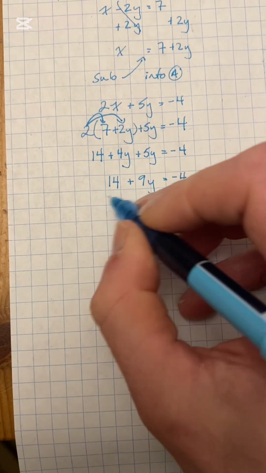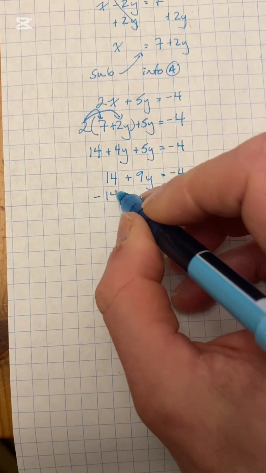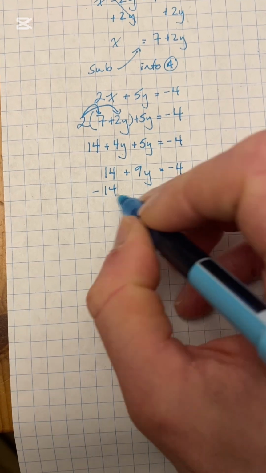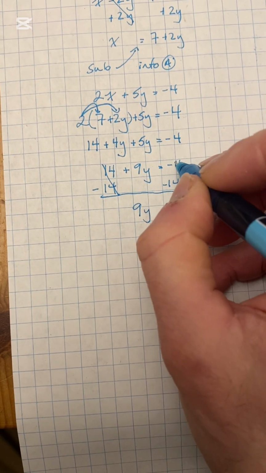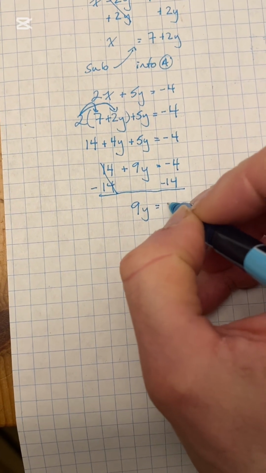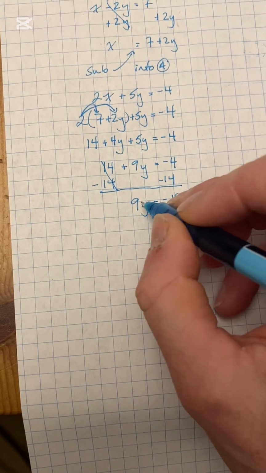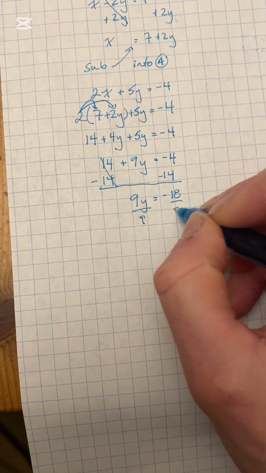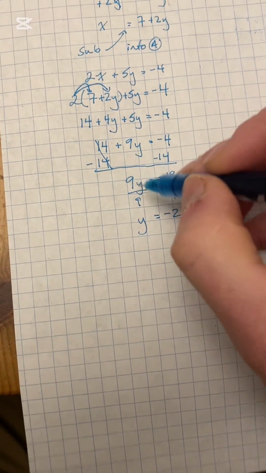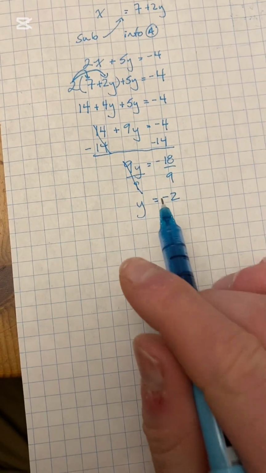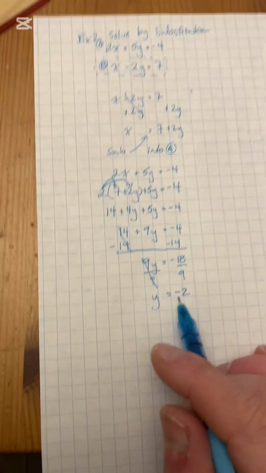All right, let's isolate by moving this over. So subtract 14, subtract 14. 9y equals negative 4 minus 14, which gets me to negative 18. Divide by 9, divide by 9, and y equals negative 2. Awesome. Now I'm going to take my negative 2 and substitute it into either equation.